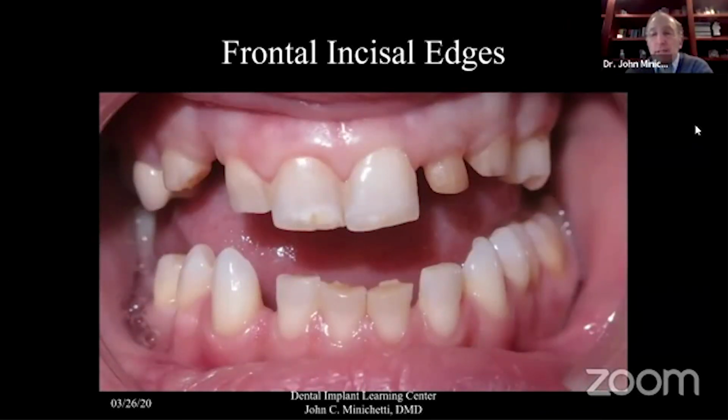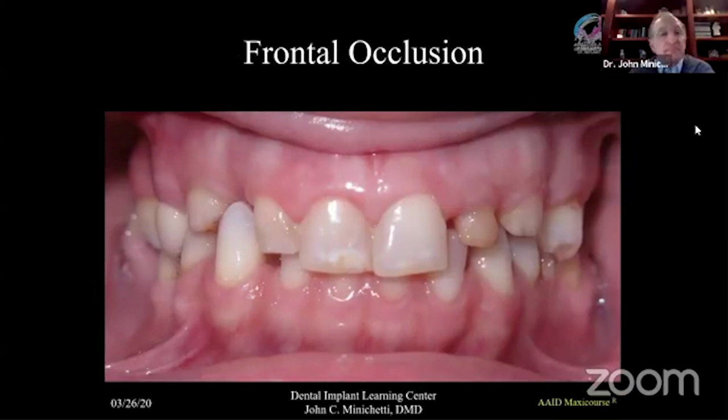And here's a frontal view out of occlusion. We can see that the edges of her teeth are worn, etc., and we'll go over those findings in a little while. She's got some primary teeth still present. And here we are in full occlusion. You can see some of the complications we might have with trying to restore a patient such as this.